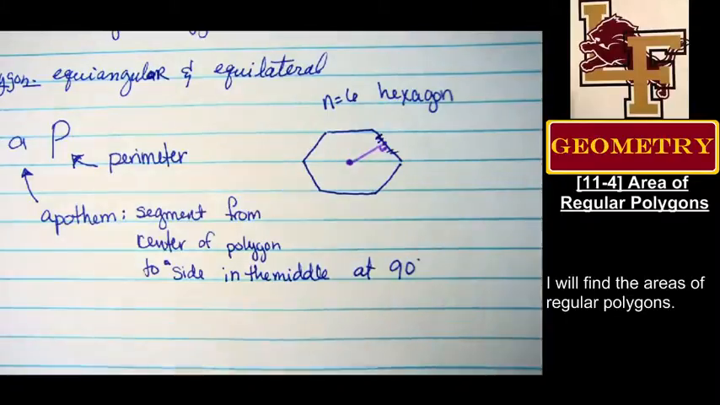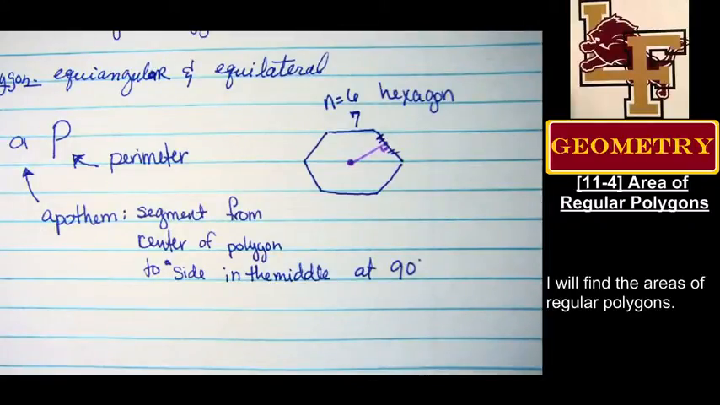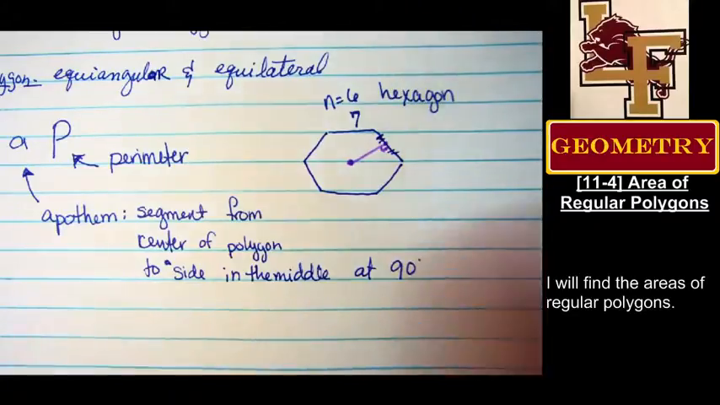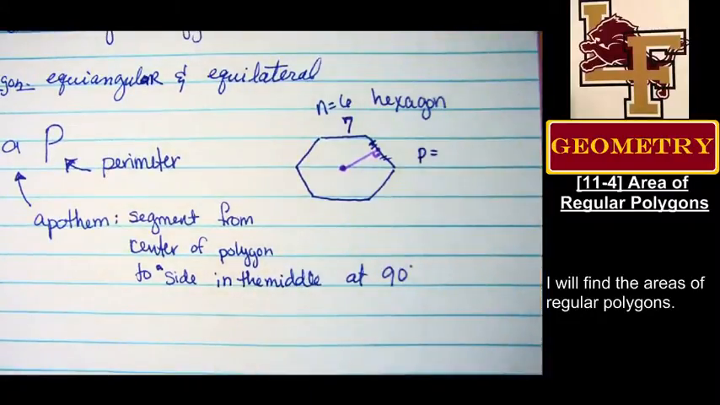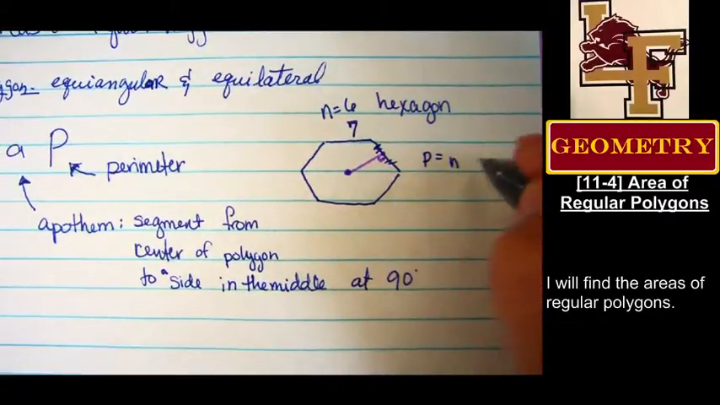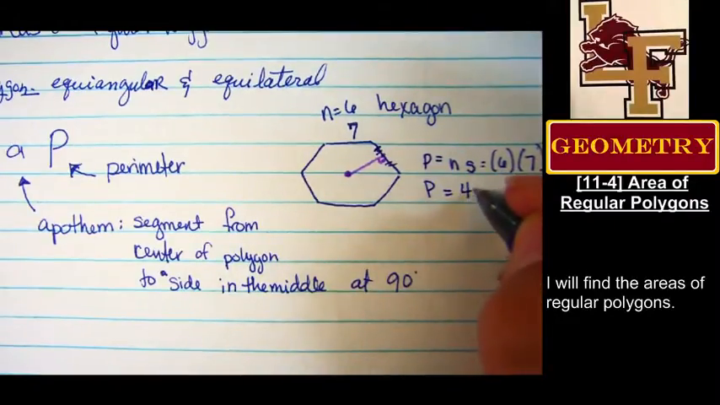I need some numbers, and these can get pretty big. Any number? 7. I like this number. So the side of my hexagon is 7, and all the sides are 7. I need the perimeter of this shape. I'm just going to multiply the number of sides times the measure of the sides. I have 6 sides, and each side is worth 7. What's my perimeter? 42.